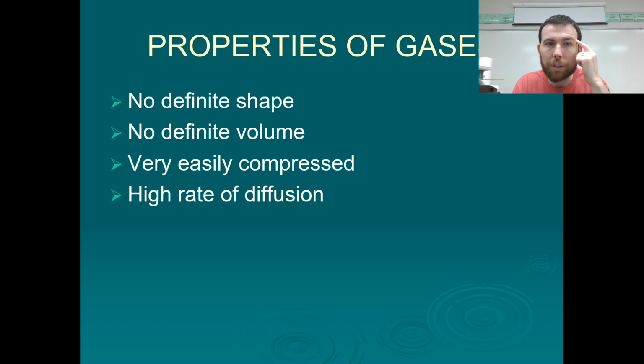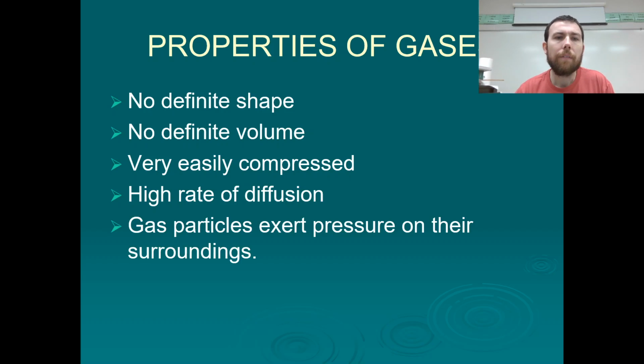Now, some properties of gases that we're probably pretty familiar with: there's no definite shape, they have no definite volume, they're very easily compressed, they have a high rate of diffusion, they can move within a large space very quickly based on the masses of them. Obviously, higher mass particles move slower than your lower mass particles. And then what we know is gas particles exert pressure on their surroundings. Now, this is not an exhaustive list of properties of gases, but these are things for us to keep in the back of our mind that help us readily go back to, okay, this is what we're talking about when we're talking about gases.